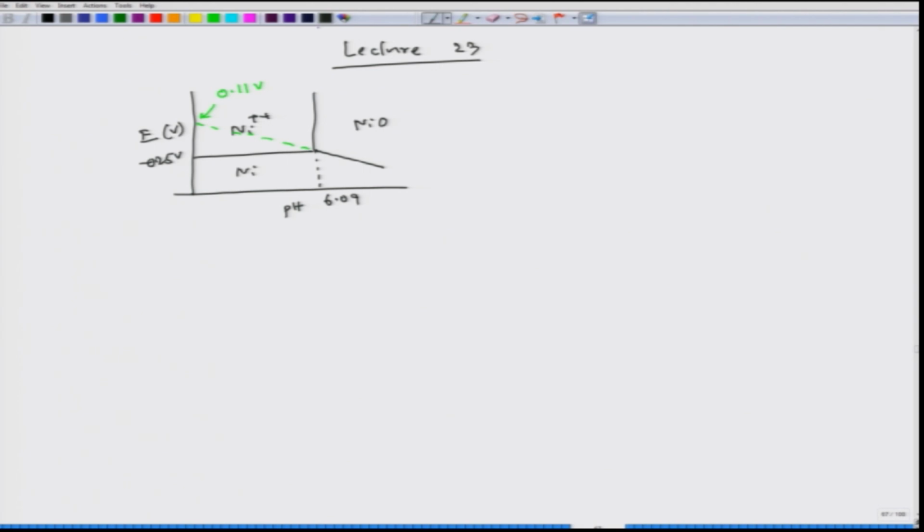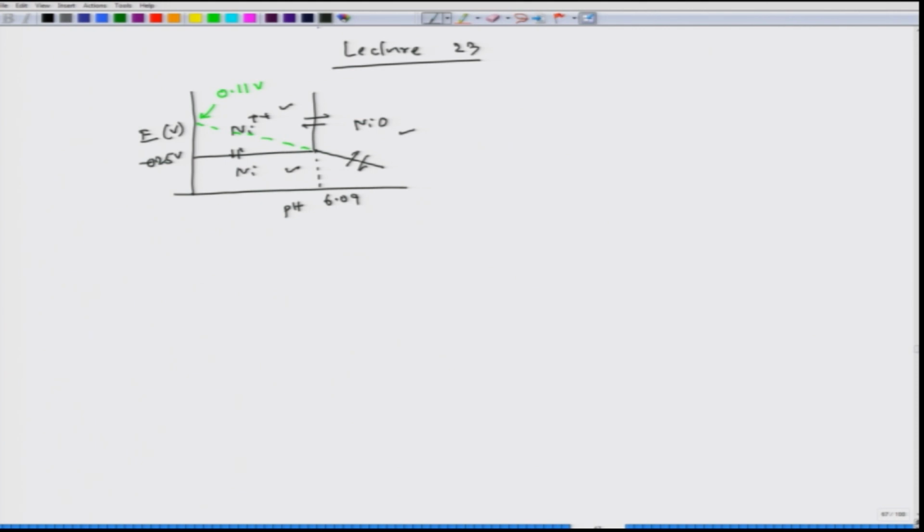And we could also see how we can make sure that this region belongs to nickel, this region belongs to NiO, and this region belongs to Ni plus plus. This also talks about the stability of those phases in those regions in that E versus pH diagram. Moreover, each line indicates an equilibrium. For example, this line indicates Ni plus plus and Ni, this line indicates Ni and NiO, and this line indicates Ni plus plus and NiO.